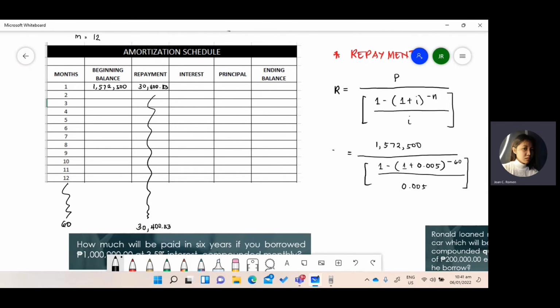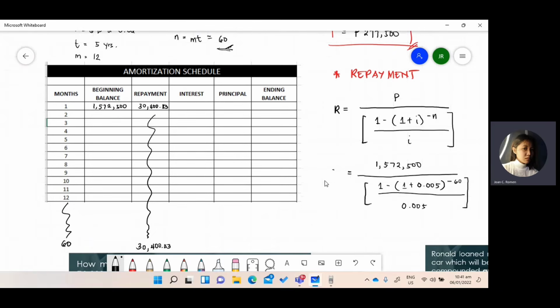Okay, so next, magkano yung interest kada isang buwan? So, to get the interest, simple interest lang naman ang ina-apply dito. So, PRT. Diba? PRT. So, principal multiplied by rate and then time. Okay. So, per month ang computation ha.